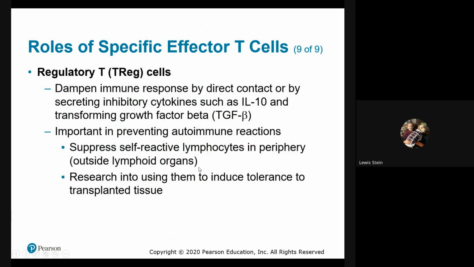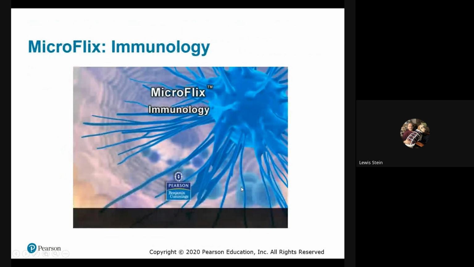The regulatory ones have to suppress it. They secrete these different factors, because if this doesn't get turned off, it's awful. That's probably one of the reasons we worry about them with autoimmune reactions and trying to reduce rejection of transplants. There's a lot of research done in that.